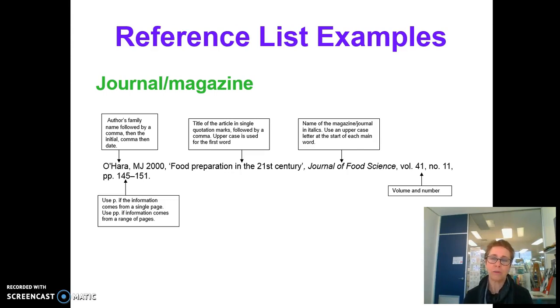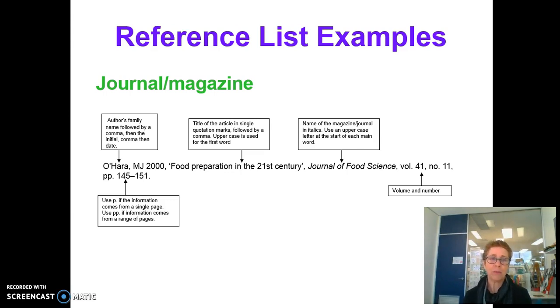Every magazine has some sort of serial number. It could be a magazine published twice a year, or it could be four times a year. You need to look at the front page of that magazine and work out its publication series and then add it in here. In this case, it was volume 41, number 11.